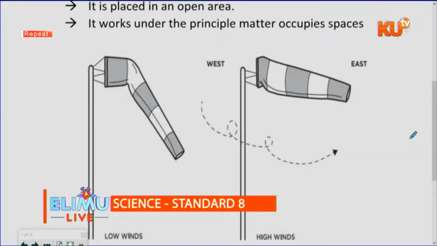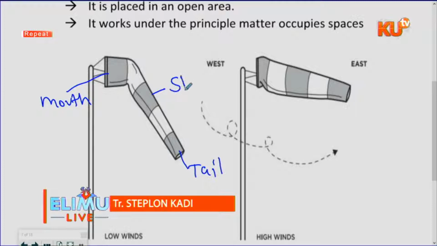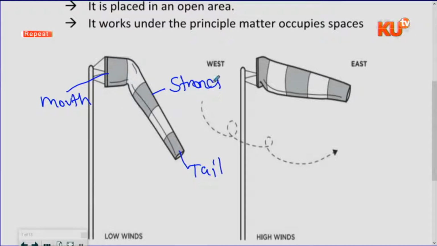So this is the mouth of the windsock, and this is the tail of the windsock. So from my diagram, as you can see, the mouth is wider than the tail. So this material should be a very strong material. Then when the wind is blowing, it's able to pop up. Now this is what I refer to as popping up. So with this we can be able to determine the strength of the wind.